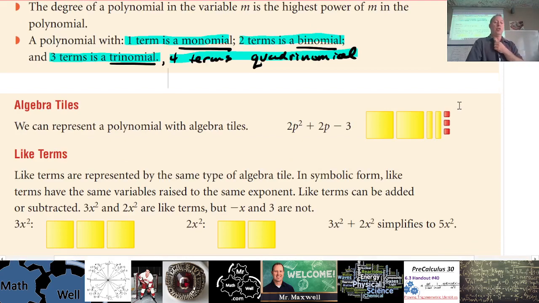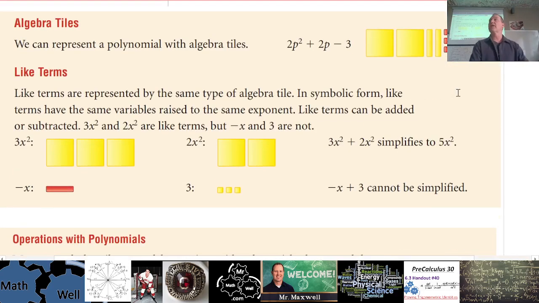Okay? So algebra tiles, we talked about algebra tiles. You do not have to use algebra tiles for your final. As a matter of fact, you may want to draw algebra tiles as a pictorial representation to help you add or subtract or multiply or divide polynomials. You do not have to. There's no place where you have to, but on the final, be prepared to see some algebra tiles and to know what they mean.